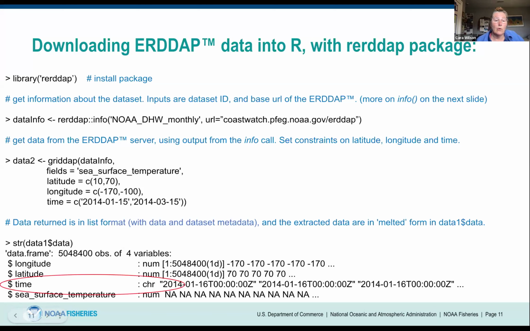Note that time is in a character form, so it's going to have to be converted to a time format. The other thing to note is that the latitude and longitude are very long vectors, as is the sea surface temperature, which is also in numerical form. So basically, this extracted data is what we call melted form. The data is not in an array. So this is a different format than we're going to get with the other packages, and that's an important thing to keep in mind.